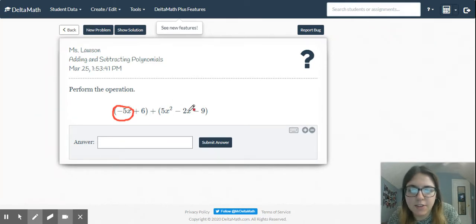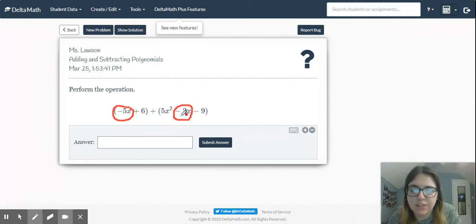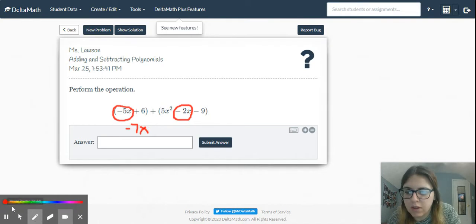Negative 5x goes with negative 2x because they both have an x and an exponent of 1. So those go together, and negative 5 minus 2 is negative 7x. Remember, when we combine like terms, when we're adding or subtracting, the exponents don't change, right?